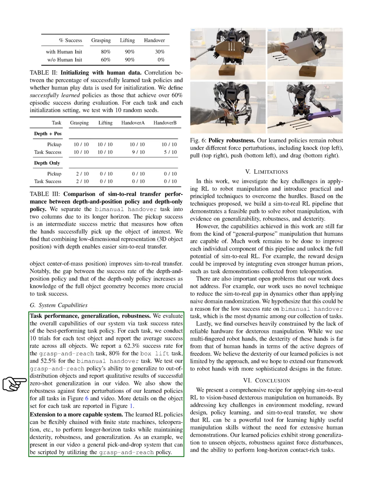We evaluate our system's overall capabilities by measuring task success rates across various tasks. We report success rates of 62.3% for grasp and reach, 80% for box lift, and 52.5% for bimanual handover tasks. Our grasp and reach policy demonstrates the ability to generalize to new objects, and we showcase its robustness against force disturbances in our video. We also discuss how our learned policies can be integrated with other systems for more complex tasks, exemplified by a general pick and drop system demonstrated in our video.